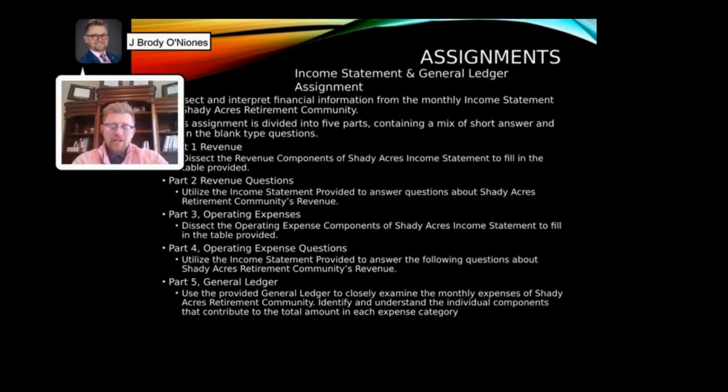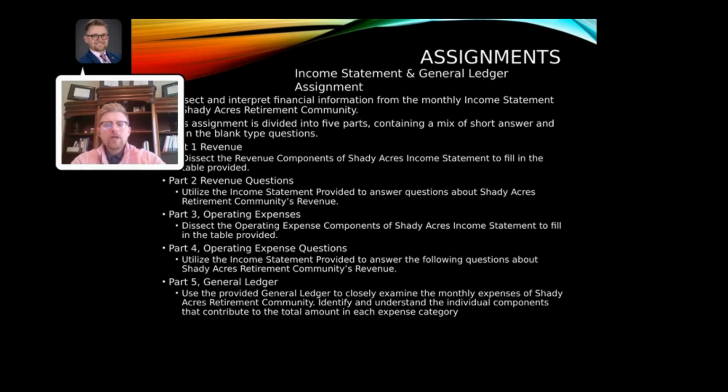So on your income statement assignment, it's income statement and general ledger. And I know it looks like a lot because it's 5 parts, but it's pretty concise. You're going to go through the assignment, and you're going to look at the monthly income statement provided for Shady Acres Retirement Community. You're going to do a similar exercise as you did on the balance sheet, where you will dissect the revenue, operating expense, things like that. And then you'll provide an example of that item.